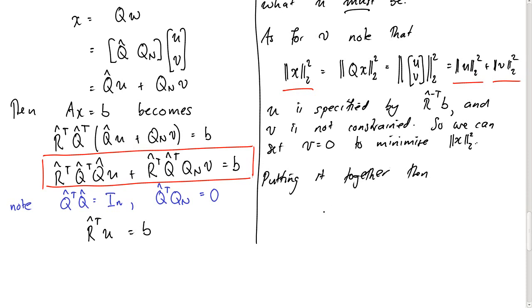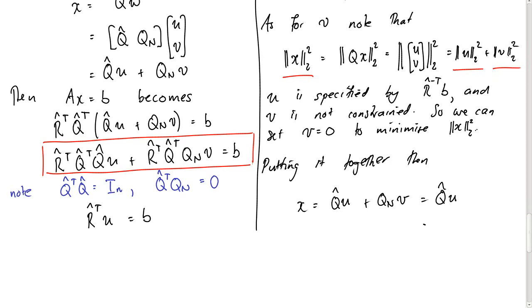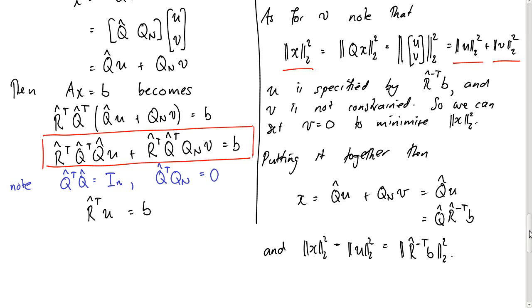then x equals Q hat u plus Qn v, but we've set v equal to 0, so it just equals Q hat u, and we said that u is given by R hat inverse transpose b, and finally, that gives us our x, and the length is just equal to the norm of u squared. Okay, so once again, if all we are interested in is the solution, all we have to do is compute the reduced QR.